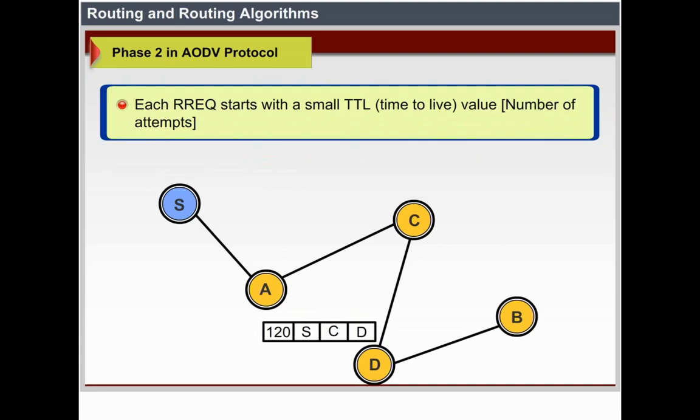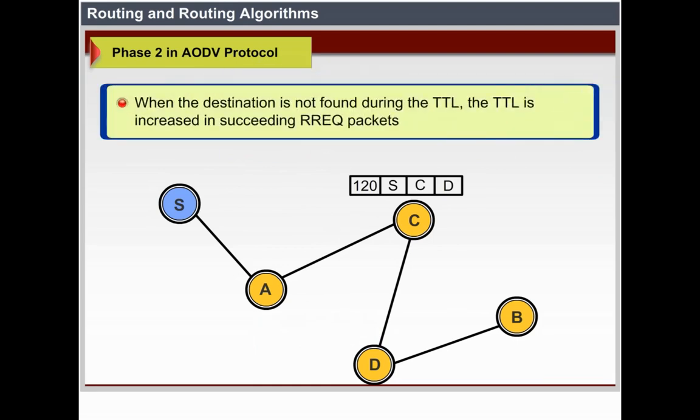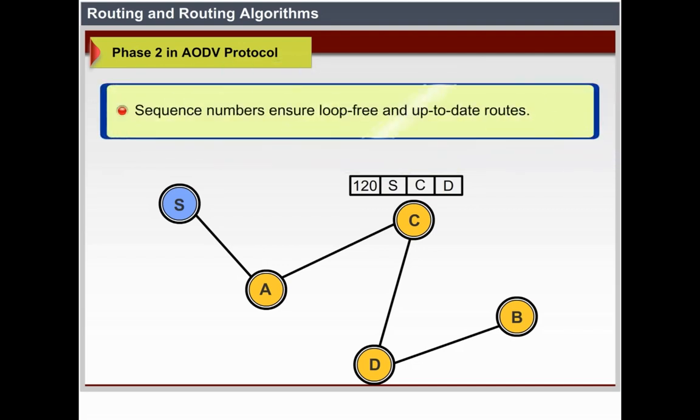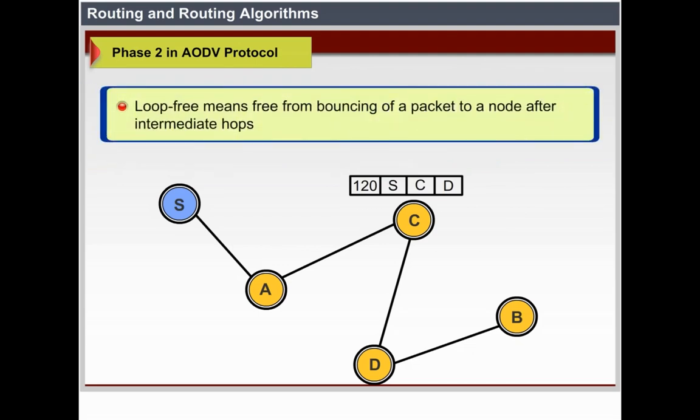Each RREQ starts with a small TTL, time to live, value, number of attempts. If the destination is not found, the TTL is increased in subsequent RREQ packets. The node also identifies sequence number of source node. Sequence numbers ensure loop-free and up-to-date routes. Loop-free means free from bouncing of a packet to a node after intermediate hops.